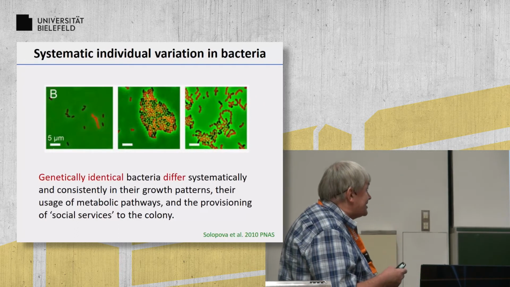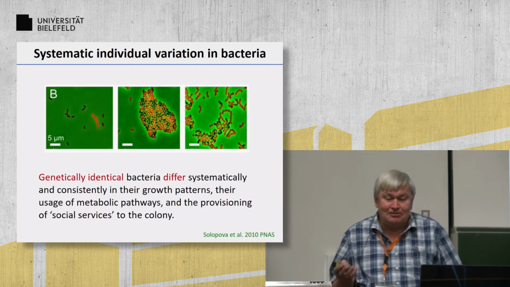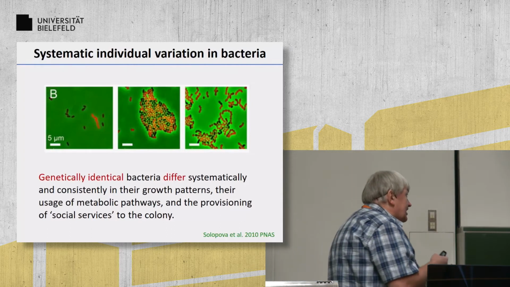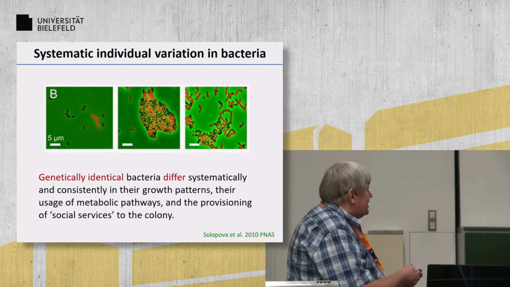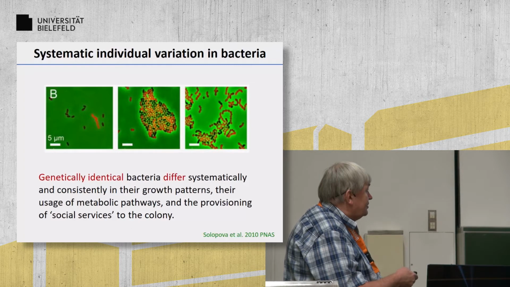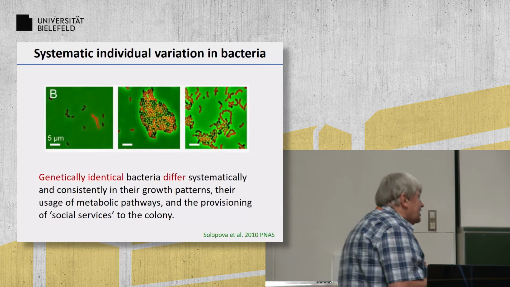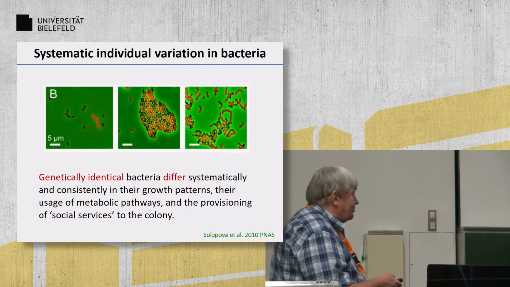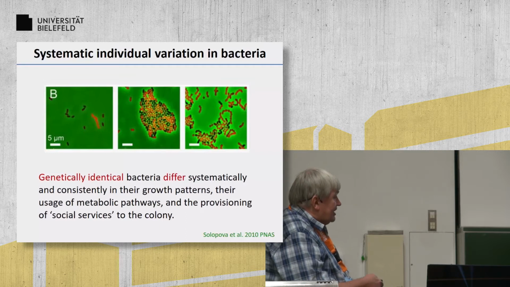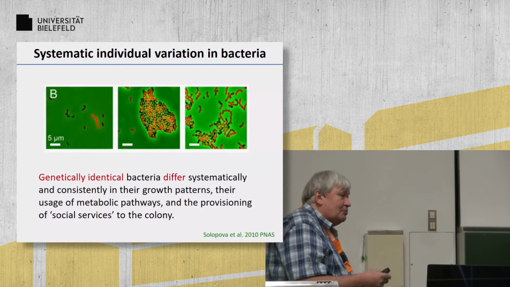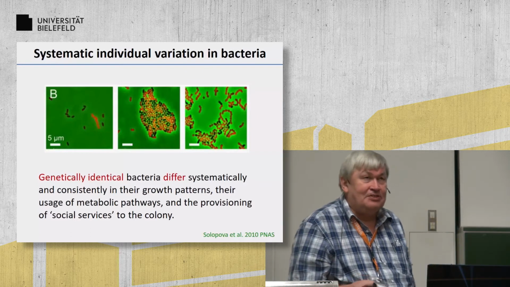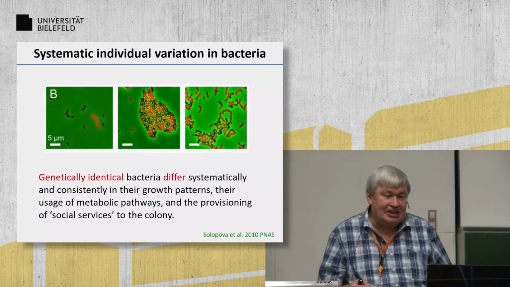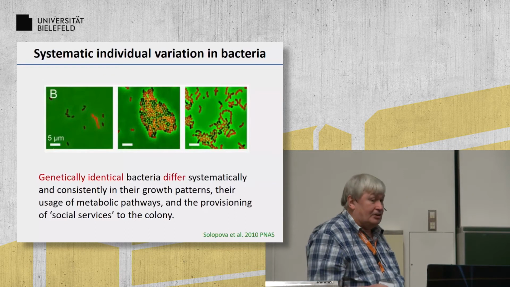The final example that I want to give before I come to a theory is personality in bacteria. Nowadays, if we study bacterial colonies, we have for the first time in history the opportunity to zoom in on what the individual bacteria are doing. And this has led to many amazing discoveries. One of the most interesting things is that if you take a small colony of genetically identical individuals, you see them colored in different ways. This coloration means that they're doing very different things, and they're doing them in a very systematic way. So these genetically identical bacteria differ systematically, with consistency in growth patterns, in the usage of metabolic pathways, but also in tasks that we as humans would call cooperative tasks that are of importance for the colony. So also at this level, we see quite some variation in behavior, in structure, in physiology, and so on.